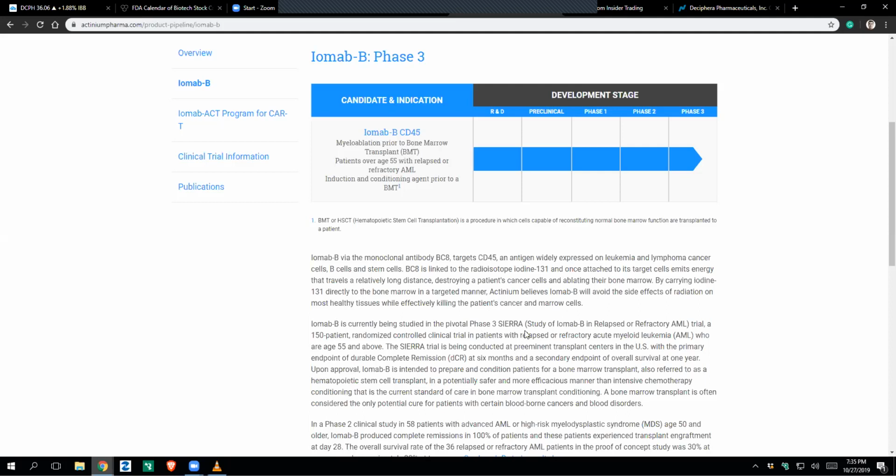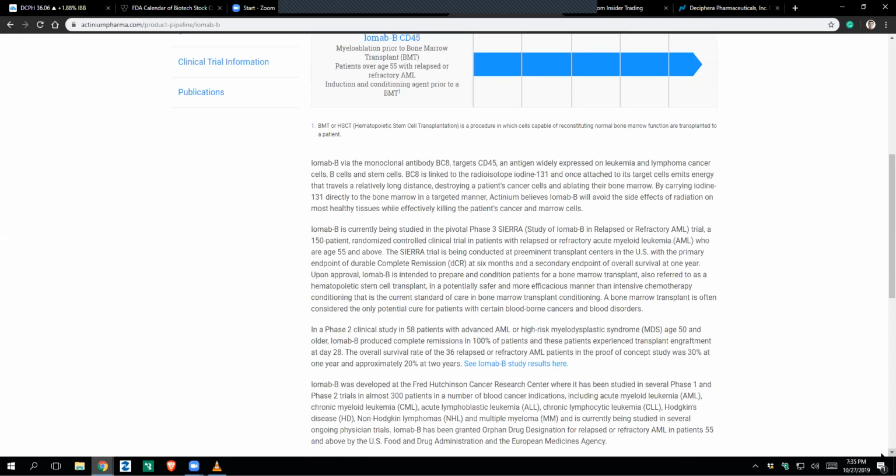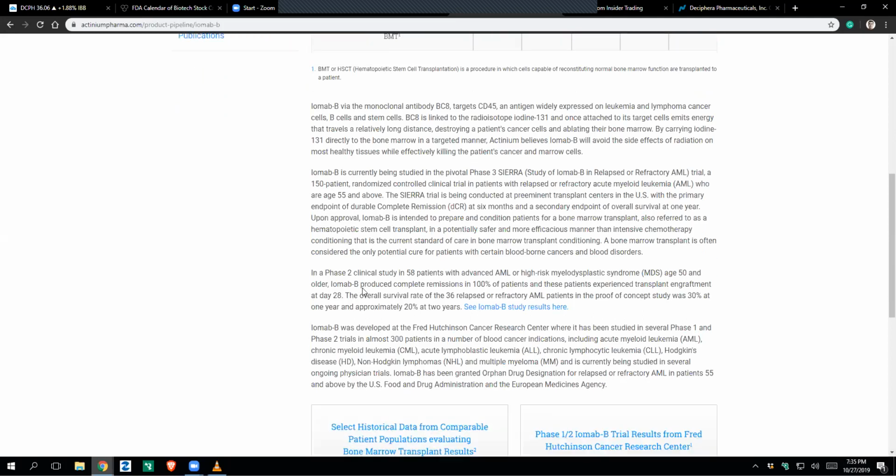It is currently being studied in the pivotal phase 3 Sierra trial in relapsed/refractory AML, age 55 and above. The primary endpoint is DCR, durable complete remission at 6 months. The secondary endpoint is overall survival at 1 year. Okay, so they have some phase 2 data. Let's look at that. This is interesting.